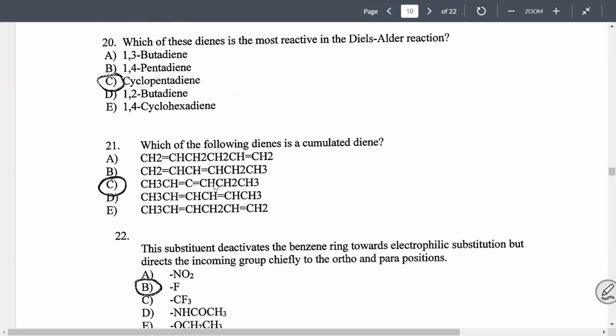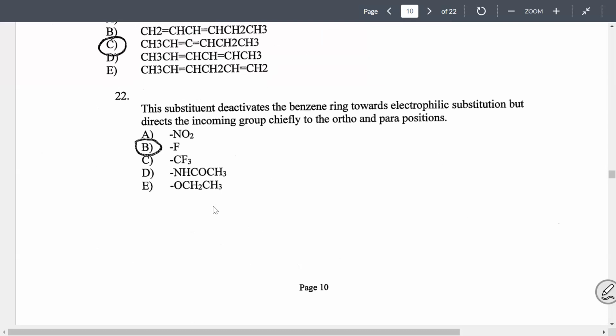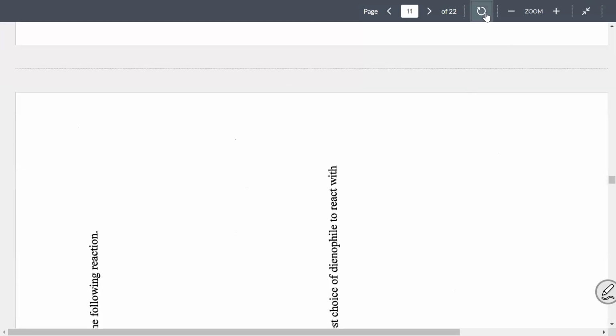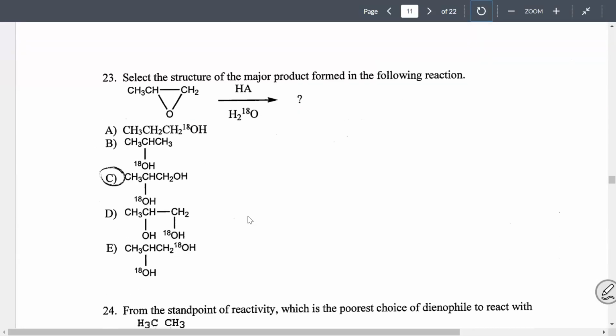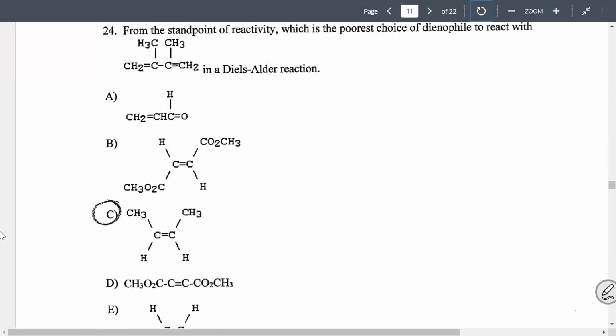Now this one, pretty simple. Cumulated is just the ones right next to each other. This one, a little wordy, but it should be simple. He's asking for the deactivator that goes ortho and para. So that's halogens. Exactly. Okay, epoxides are going to break open. We did this problem actually on Monday. No, sorry, Wednesday. Okay, this one. Give it a second.